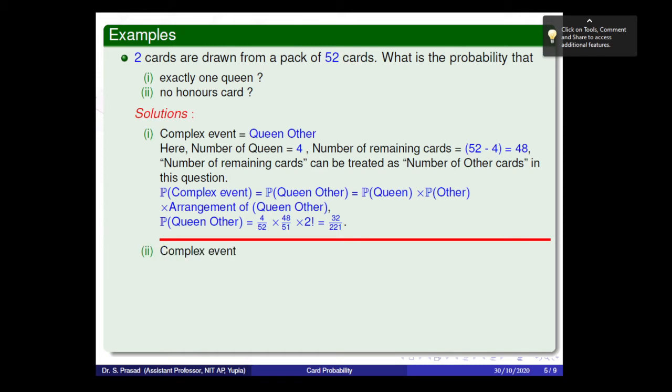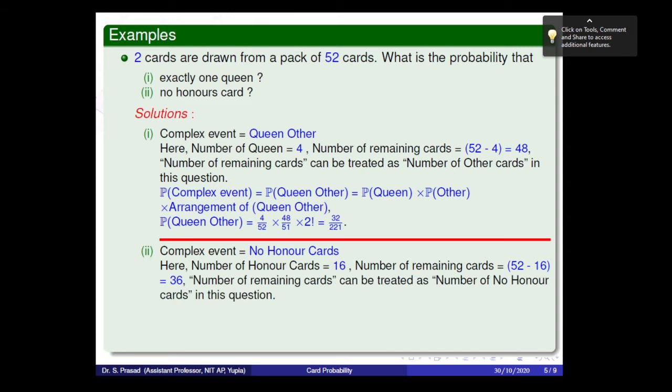Now we go for the next: no honor cards. In this case the complex event is no honor cards. We know that honor cards means king, queen, jack and ace, that is 4 into 4, 16 honor cards. The number of remaining cards is 52 minus 16, which is 36. Now in this question, the number of remaining cards can be treated as the number of no honor cards.